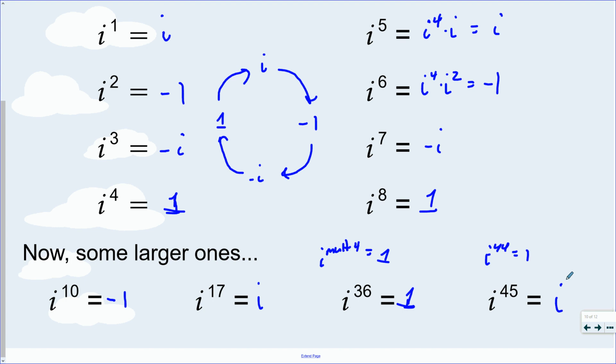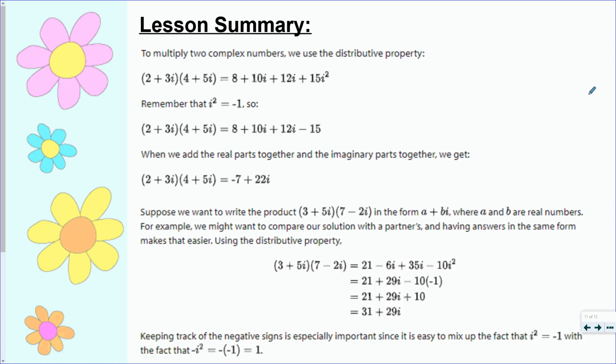One thing to remember, i to an even power is either going to be 1 or negative 1, and then i to an odd power is going to equal i or negative i, because i cancels itself out in pairs. All right. And there we go. So that's a little bit about addition, subtraction, and multiplication. And we did some work with some powers of i as well, which just involves following a cycle.